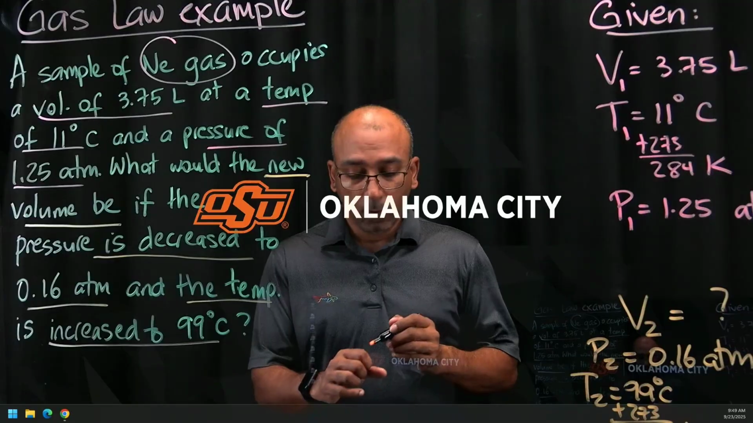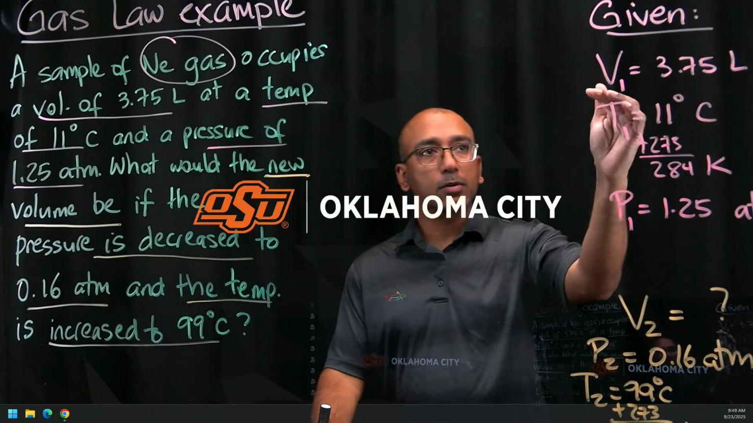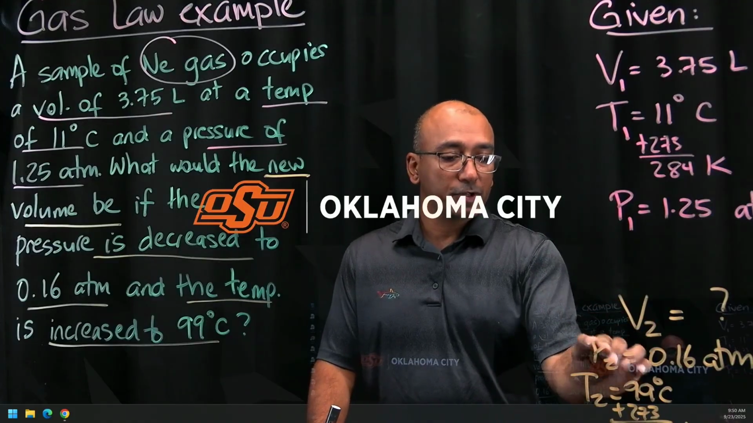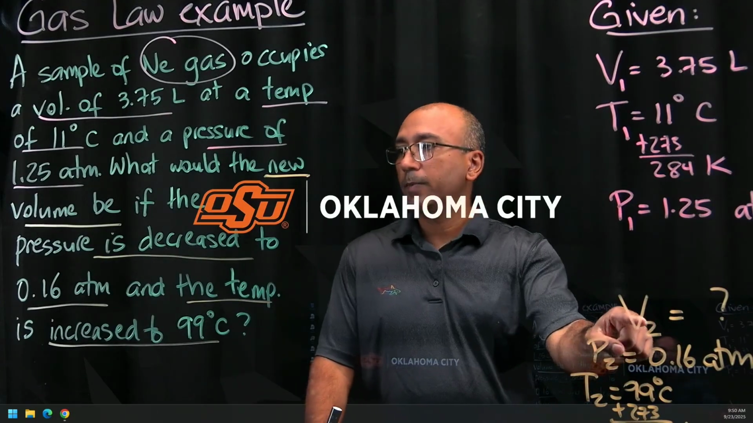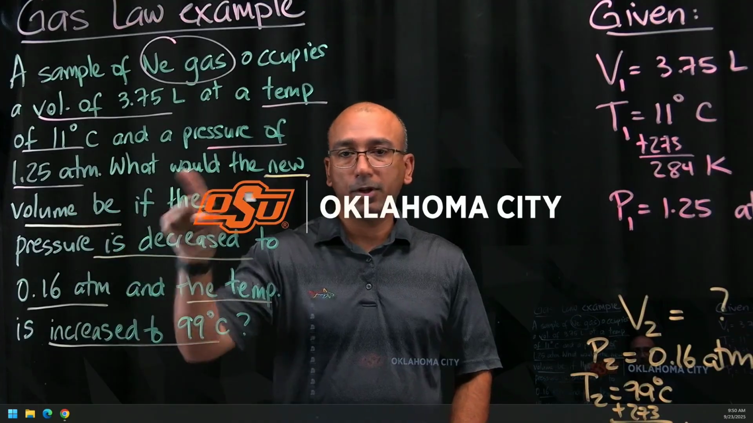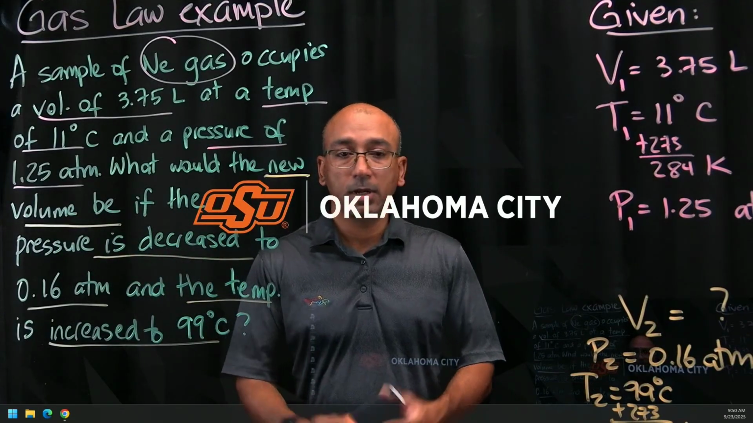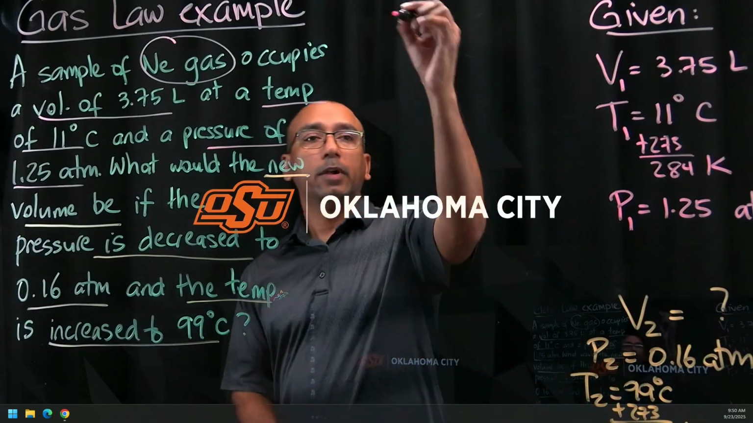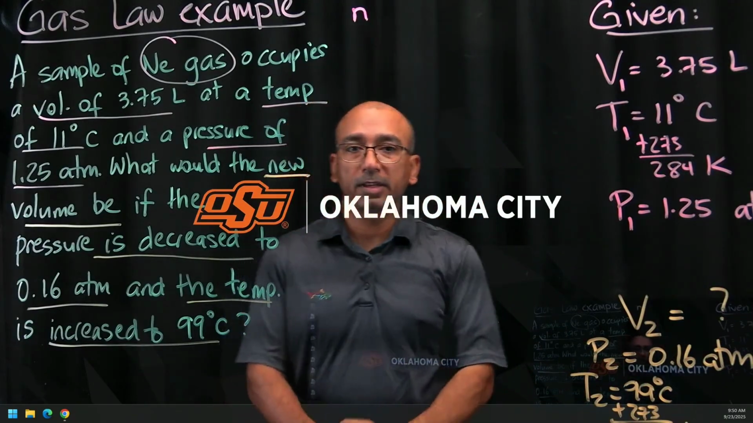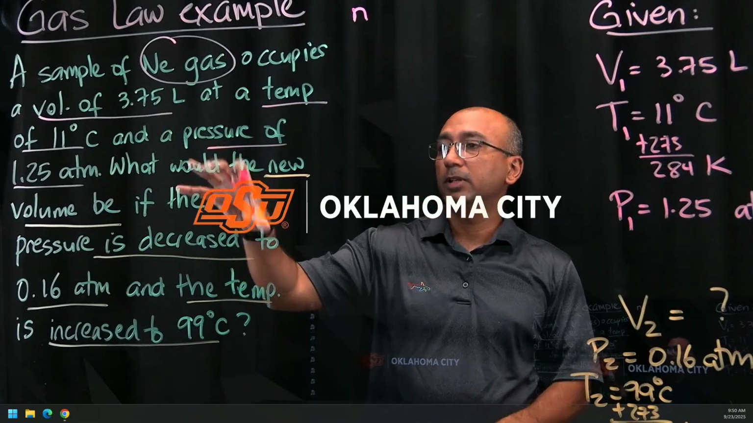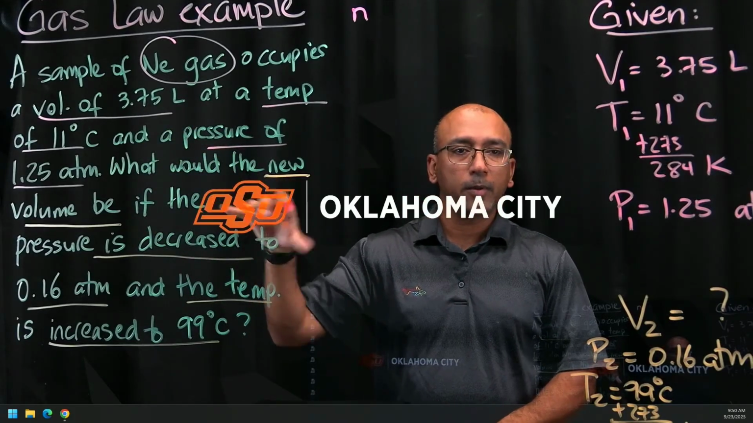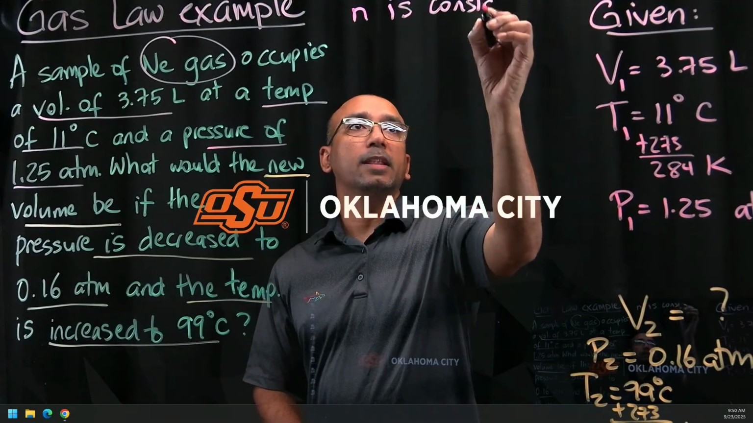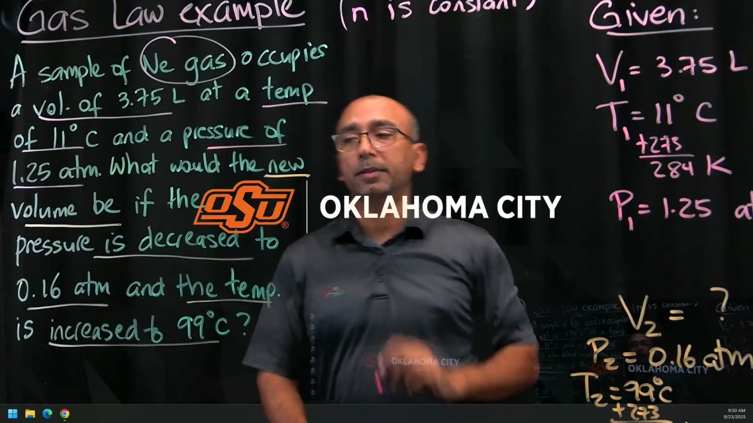So what we have are volume, temperature, and pressure that we're starting with. We have a final pressure, a final temperature. Our final volume is our unknown, right? So we're asked to find the new volume in this particular situation. The other thing that we're not given information about is the amount, right? That fourth variable. Okay, so N, the amount of gas, isn't actually talked about in this particular problem. So what we can assume is that N is constant.